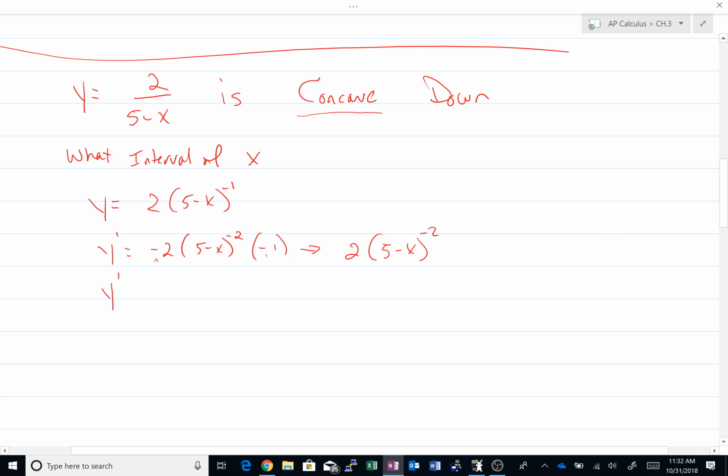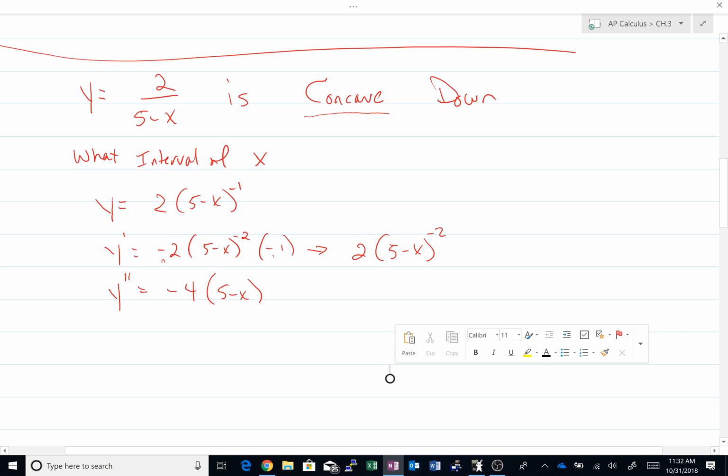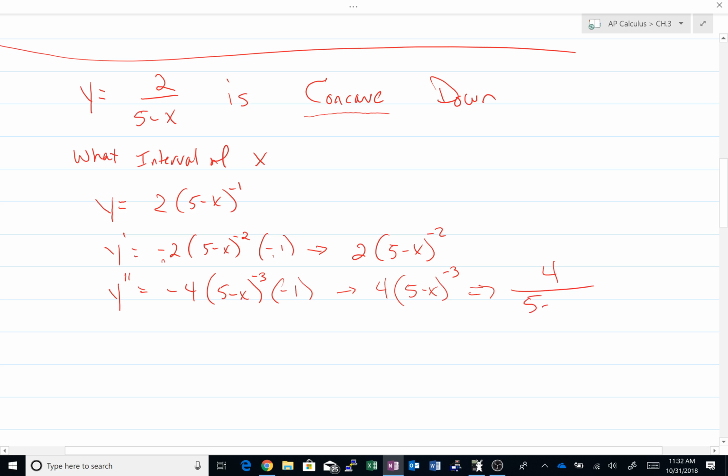All right, second derivative. Negative 2 times out front, so that's going to be negative 4. Leave that alone, times subtract 1 from the power, times the derivative of what's inside here. Okay, so that again undoes the negative. So it's 4 times (5 minus x) to the negative 3. Now I'm going to put it back to normal without the negative exponent.